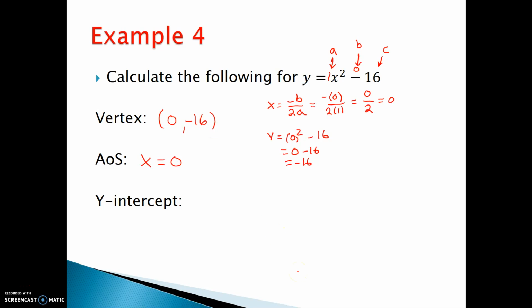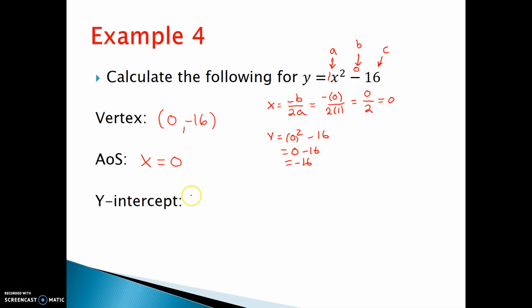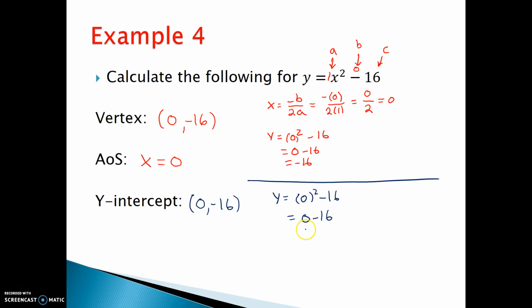Well, let me find my y-intercept. Let me change colors here to blue. And again, it's going to be 0, comma, something. Those of you guys that caught it can already tell that this is going to be simply negative 16. Let me jump into it so I can show you how I got that. Y equals, I'm going to plug in 0 for x, so I get 0 squared minus 16. 0 squared is 0. 0 minus 16 is going to be negative 16, which is kind of interesting, right? My vertex and my y-intercept are the same.